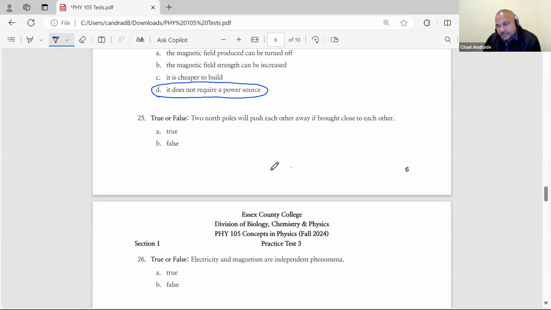So every time, let's say you're building some door, a prison door, you want to keep the inmates in, and then PSCNG just decides, hey, we're just going to shut off the power on this part of the grid, and then that's where your prison is. I'm joking. It's totally hypothetical, right? But I'm just highlighting things to note when dealing with electromagnets. Once the power is gone, magnetism is gone, and any benefit that you wanted to derive from having a magnetic field is also gone, right? So true or false, 25, two north poles will push each other away if brought close to each other. This is true.